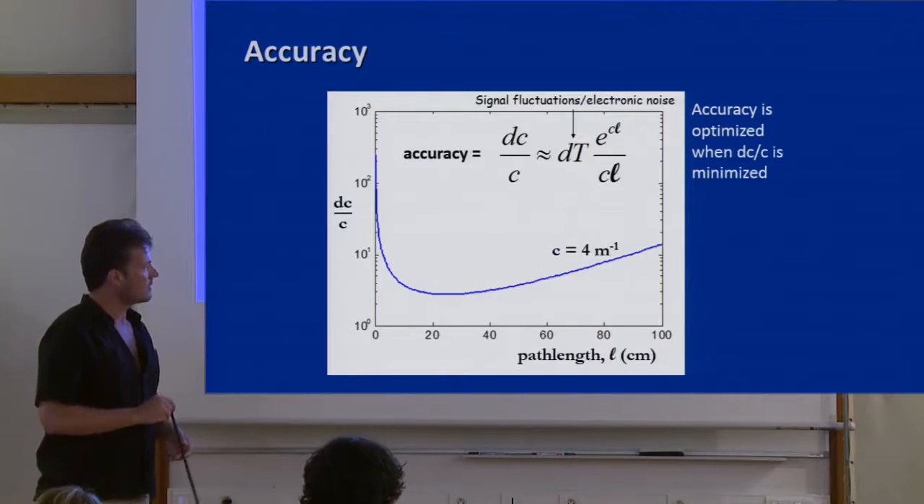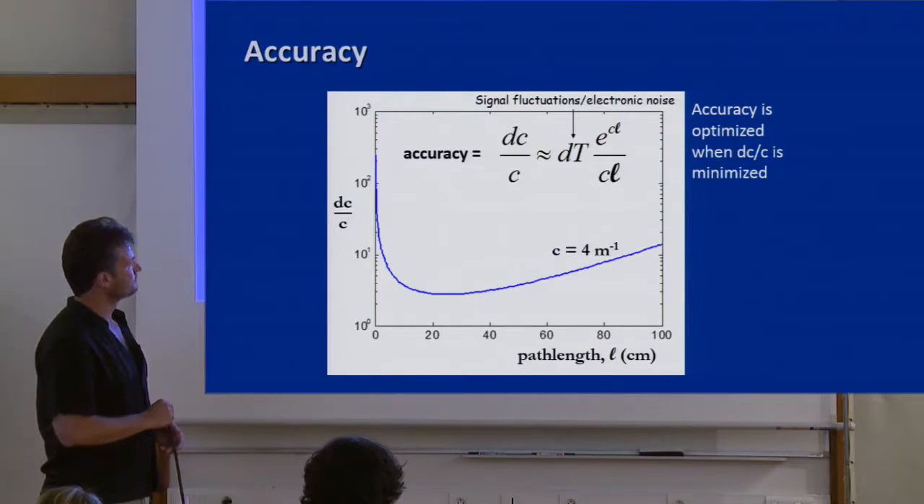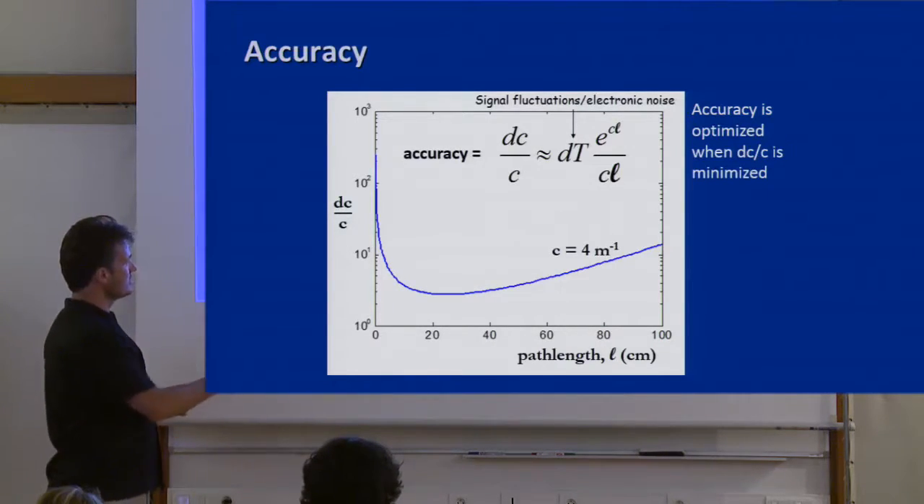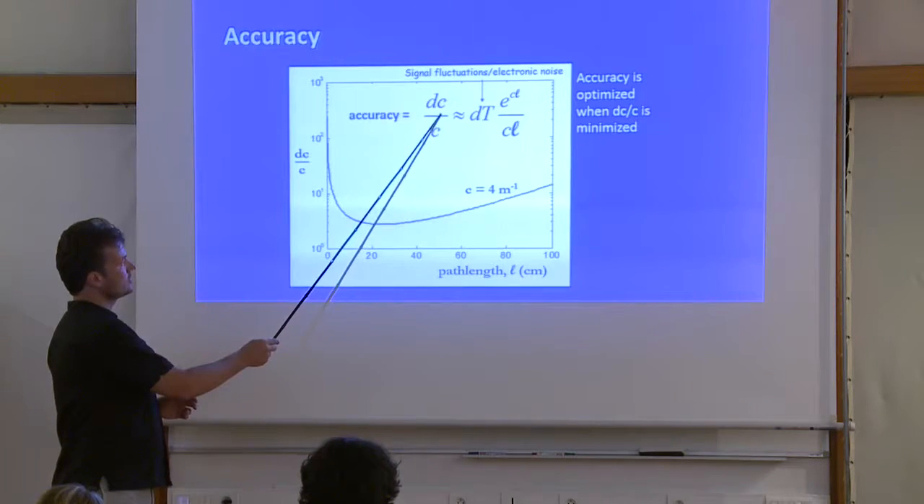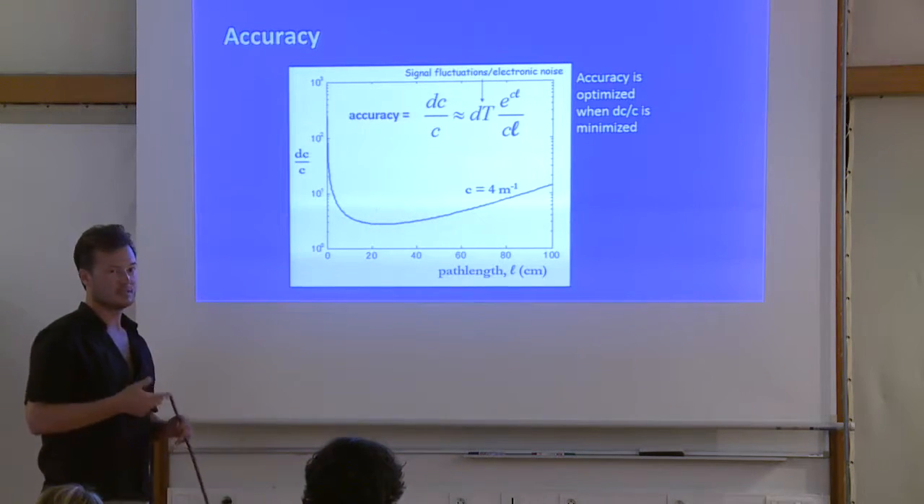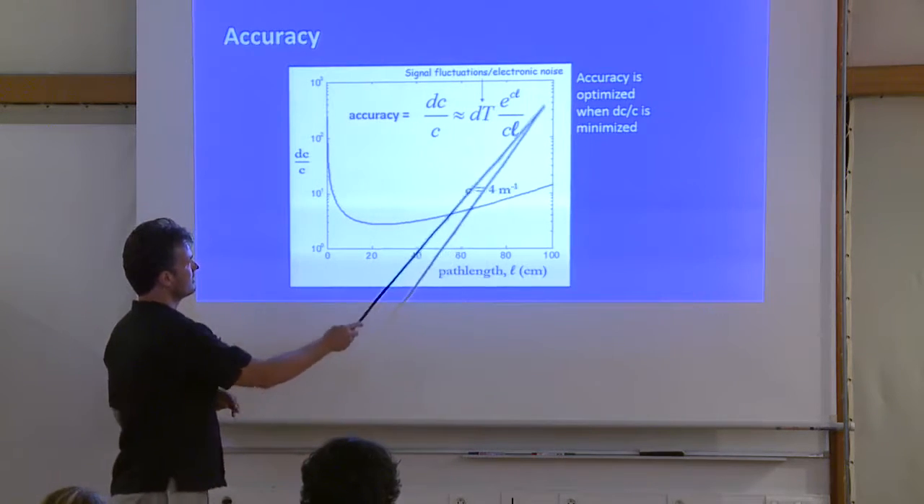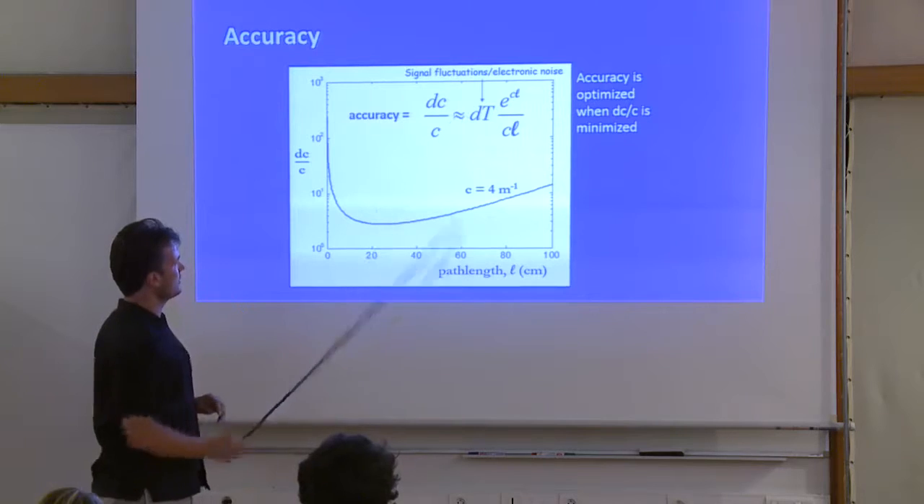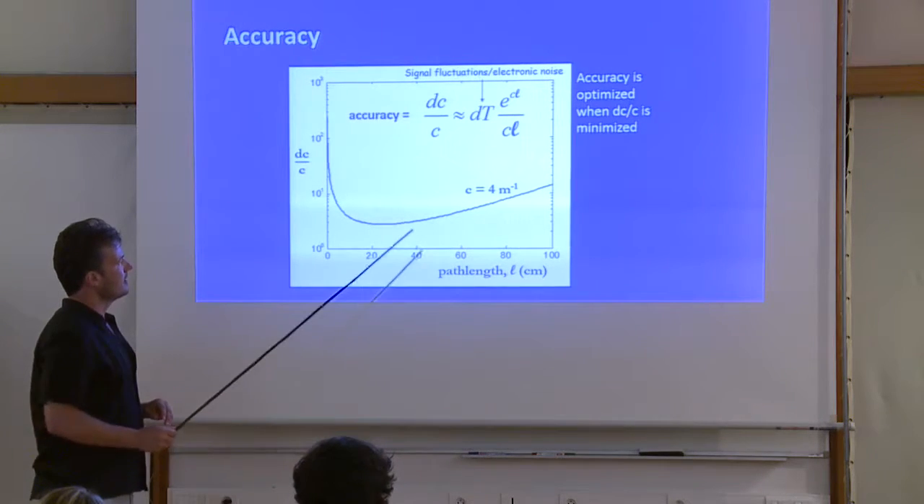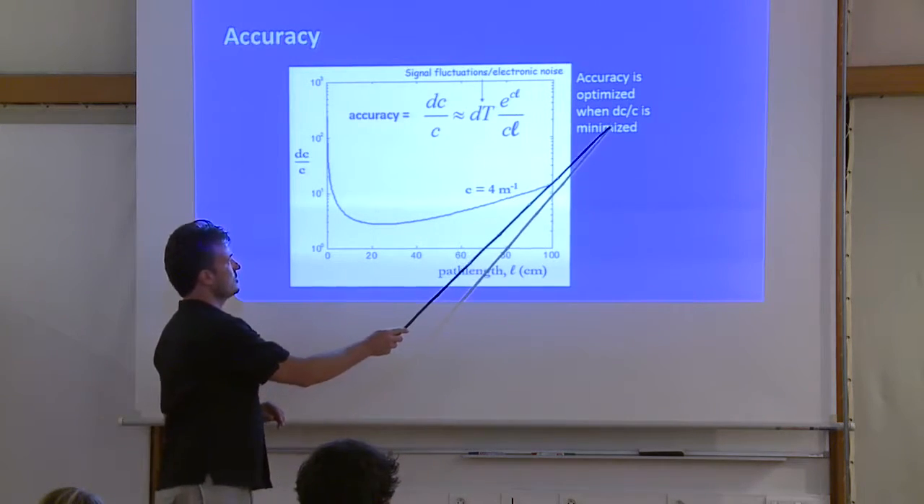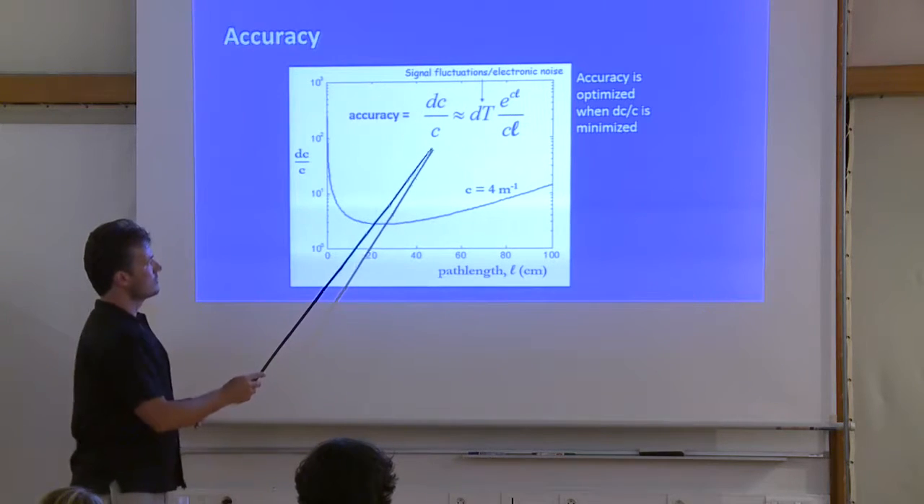So I also want to make one comment on accuracy. You get these fluctuations in attenuation. You normalize that to C. That's your accuracy. That's approximately equal to this relationship here times the electronic noise. And your accuracy is optimized when you minimize the fluctuations normalized to C.